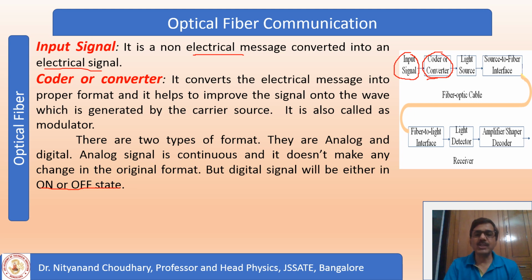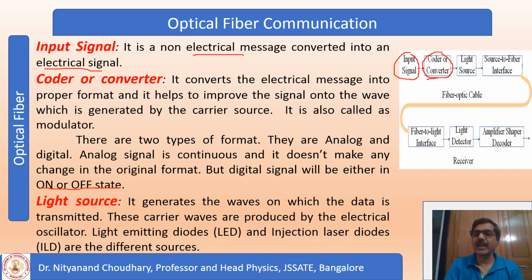Then we are coming to the next one, and the next one is your light source. As we know, the electrical signal is to be fed on the light, and the light is going to carry the electrical signal through the optical fiber to the destination. So we require a light source on which we are going to feed this analog or digital signal. What type of light are we going to use? We are going to use either LEDs, light emitting diodes, or laser diodes. These are the sources on which we are going to feed the signal, right? So this next part is your light source.